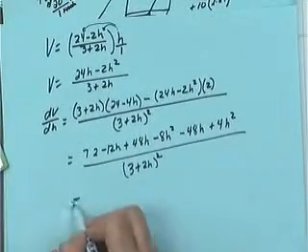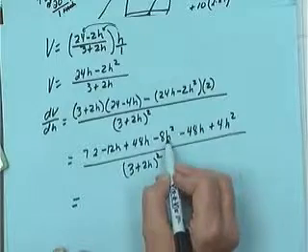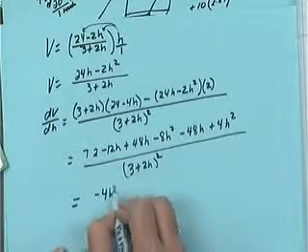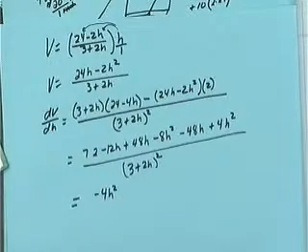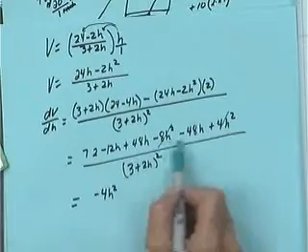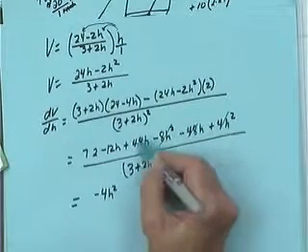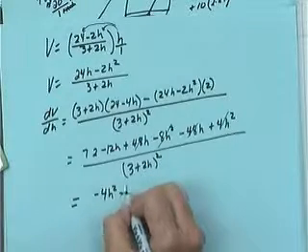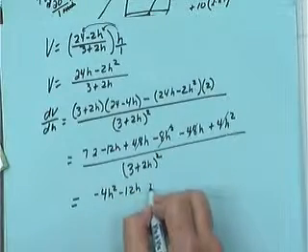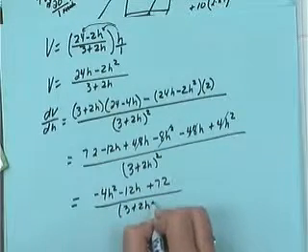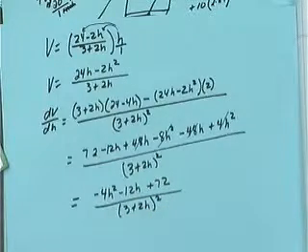All right, let's see if I can clean that up now. Negative 8h squared and a plus 4h squared would be a negative 4h squared. Okay, 48h minus 48h, that's great. They cancel each other out. And now I have a minus 12h plus 72 over 3 plus 2h quantity squared.